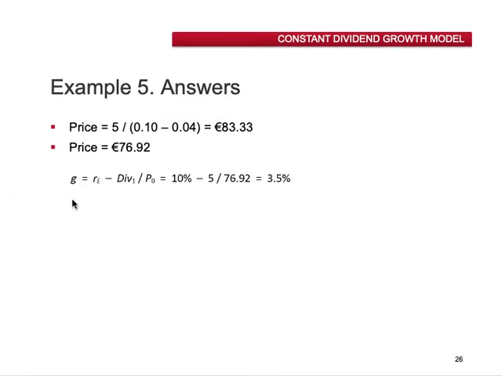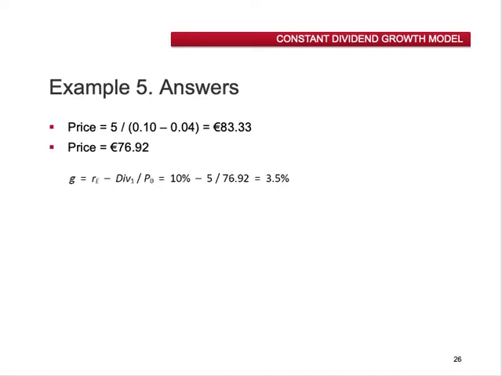If we do that, we will need to fill in a cost of equity of 10%, a dividend of €5, and a current stock price of €76.92. That will give us a growth rate of 3.5%. Thus, as a conclusion, given this market price for the stock, we should lower our expectations for the dividend growth rate, unless we have very strong reasons to trust our own estimate.